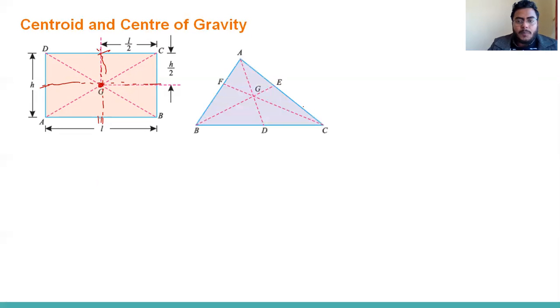Okay. In the case of a triangle, what will be the centroid? In the case of a triangle, the three medians will meet at a certain point. In this figure you can see all three medians are meeting at this point. So this point is called the center of gravity. So what is the median?